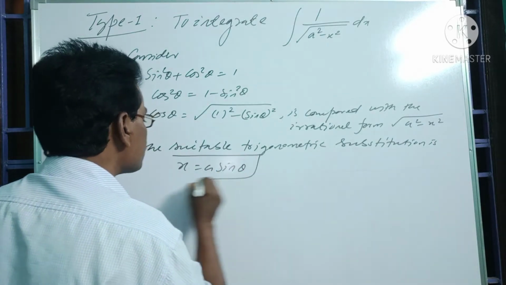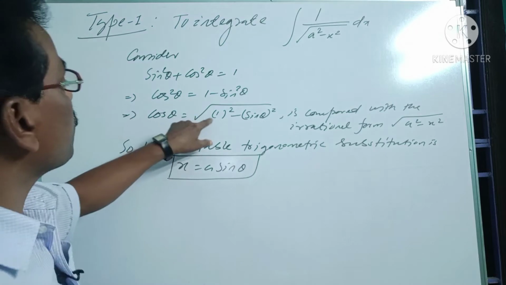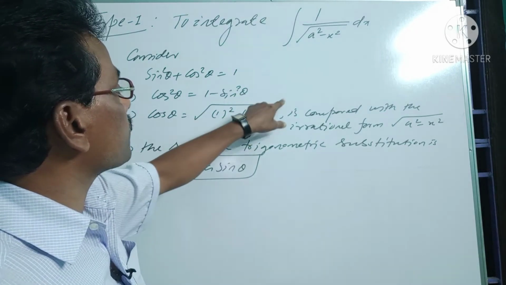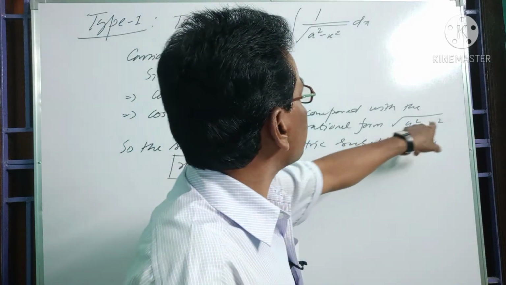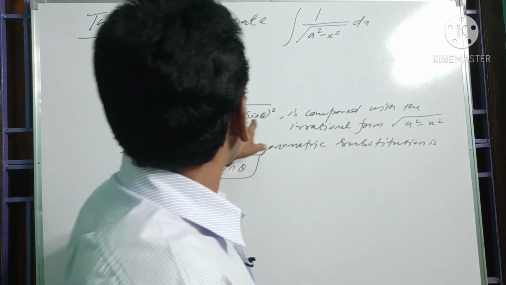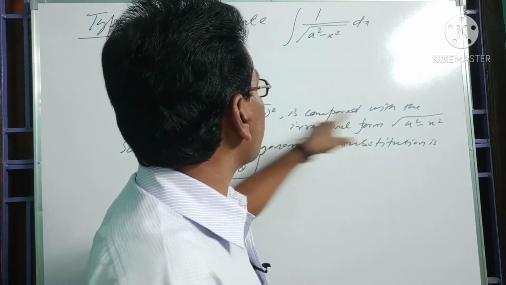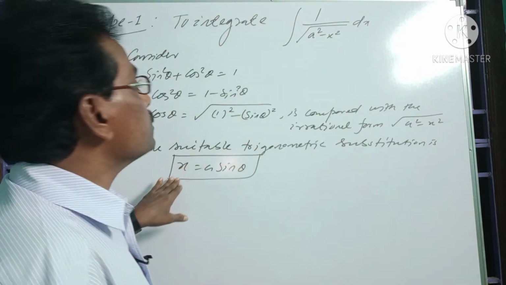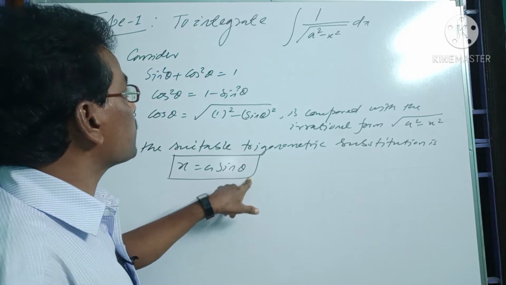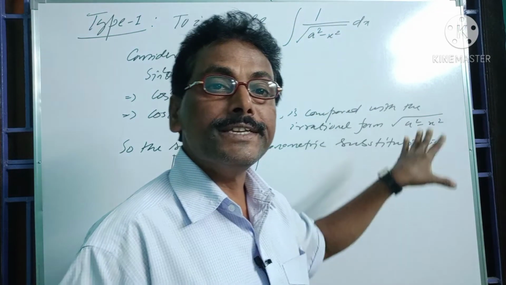So see, if you compare root of 1 square minus sin theta square with the irrational form, that is root of a square minus x square, in place of x we have sin theta, and in place of 1 we have a. So to integrate this integral, we have to substitute x is equal to a into sin theta, so that this integral can be easily integrated.